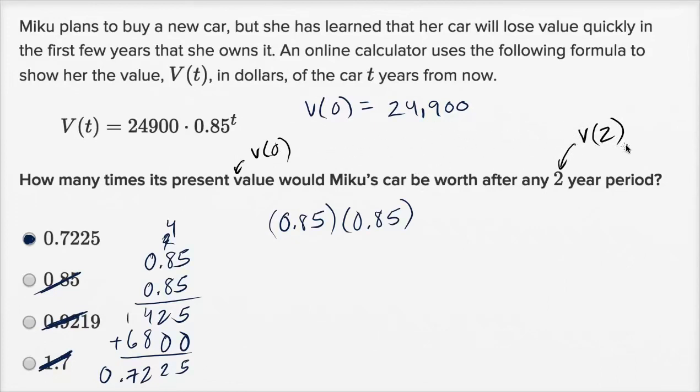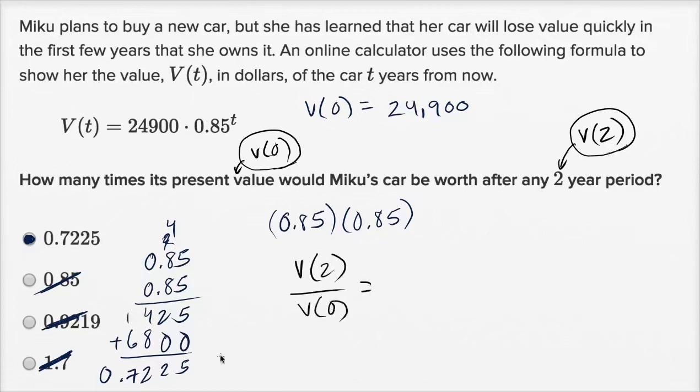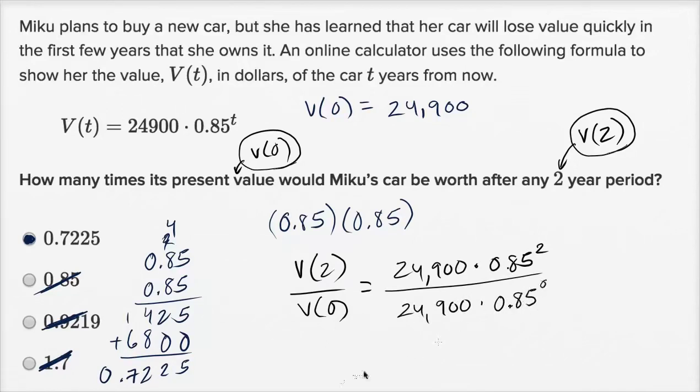So we want to figure out how many times more V of 2 is than V of 0. How many times its present value would its value in 2 years be? Well, we take its value in 2 years and divide it by its present value. Value in 2 years is 24,900 times 0.85 to the second power over 24,900 times 0.85 to the 0th power. Well, these are going to cancel. This is just 1, and you're just left with what we had before, 0.85 squared.